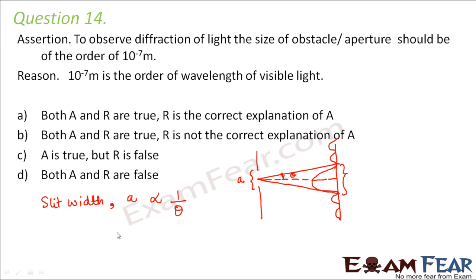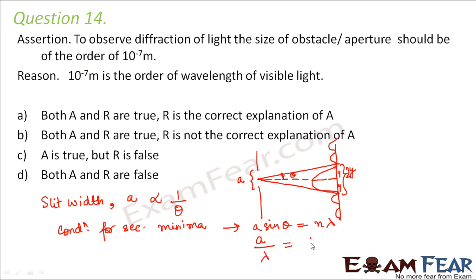Right? So if you look at it from the mathematics perspective, we have learned the condition for seeing the secondary minima, because the position of the secondary minima decides the width of the central maxima. If this is y and this is y, together the width of the central maxima is 2y. So the condition for secondary minima is A sine theta equals n lambda. So you can say A by lambda is equal to n by sine theta.